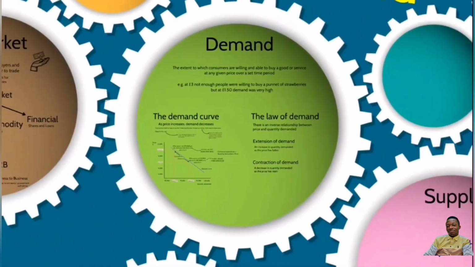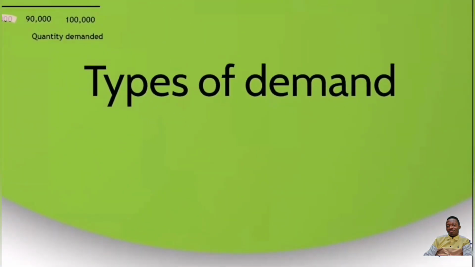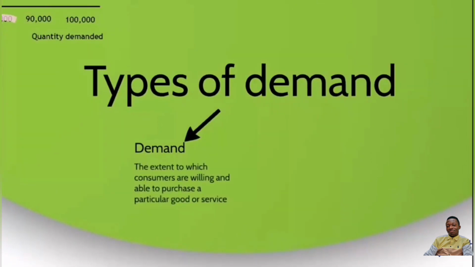So surely that covers everything we could possibly know about demand and we could find out from the demand curve. Or does it? There's one more thing we need to cover, and that's two different types of demand. Demand can operate at the level of the individual and as the market as a whole. For example, we've already discussed how demand is the extent to which consumers are willing and able to purchase a good or service. Let's say at £3 per punnet, Bob would buy 5 punnets of strawberries a month, whereas at £2 he'll buy 7 a month.